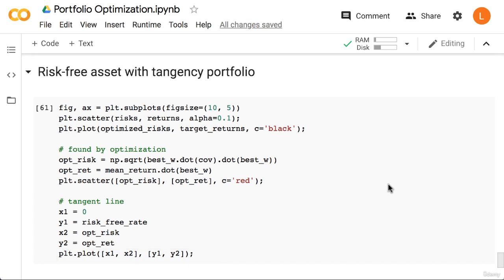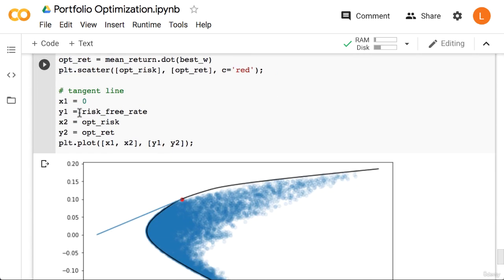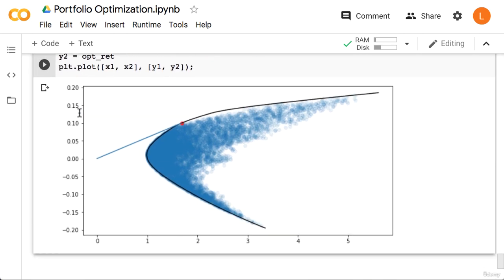So let's run this. And we can see that our line does in fact look like it is tangent to the efficient frontier. As an exercise, you can try extending this line beyond the Tangency portfolio. This will correspond to the scenario where you borrow cash at the risk-free rate so that you can invest more into risky securities.